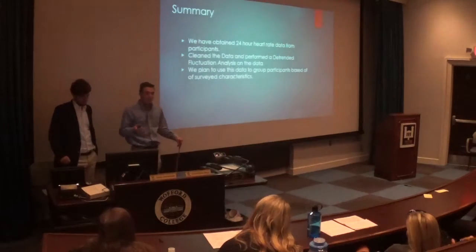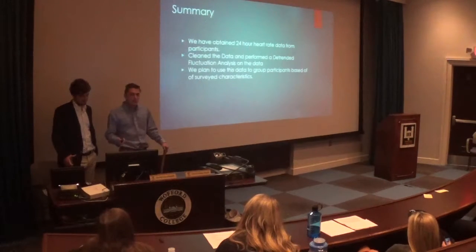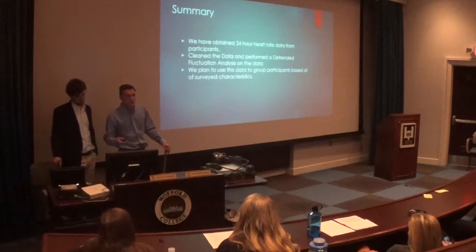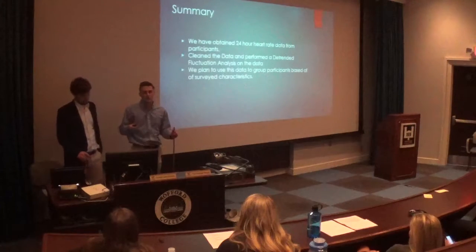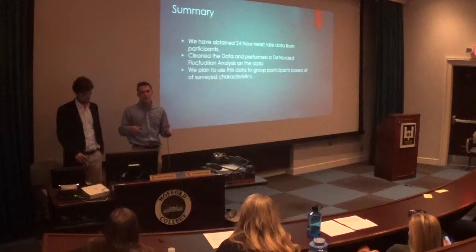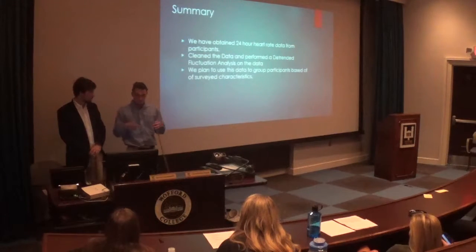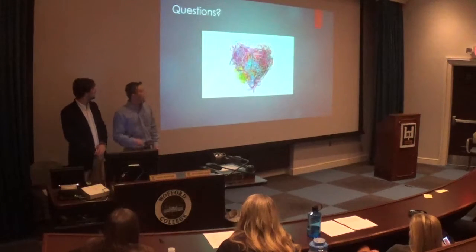So in summary, we obtained 24-hour heart rate from participants, and then we cleaned this data and performed a DFA analysis on it, and we have alpha values for almost all of our participants at this point. And we plan to use this data to group participants based off of surveyed information that we have of these people. We have a bunch of different surveyed characteristics that we hope to find groups and trends in the data with. Do we have any questions?